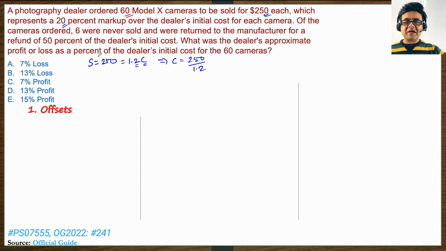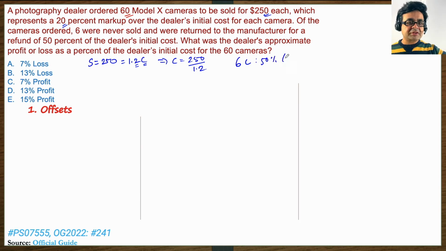We're also given that 6 cameras were never sold. So the dealer actually ended up paying cost C on these cameras and he was not able to sell them. So he returned it to the company, but he only got 50% of the cost back. So technically it represents 50% loss. So 6 cameras at 50% loss.